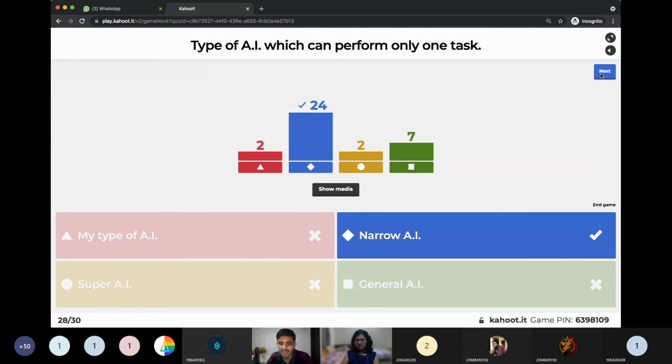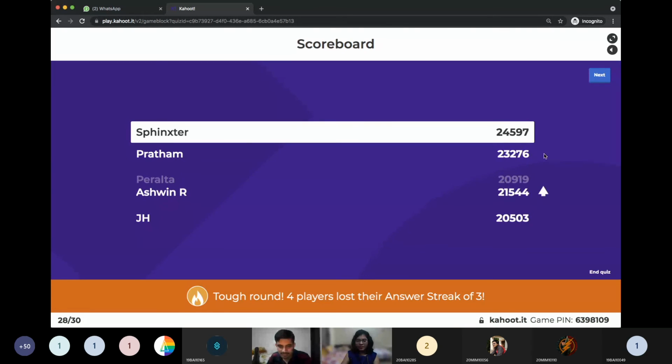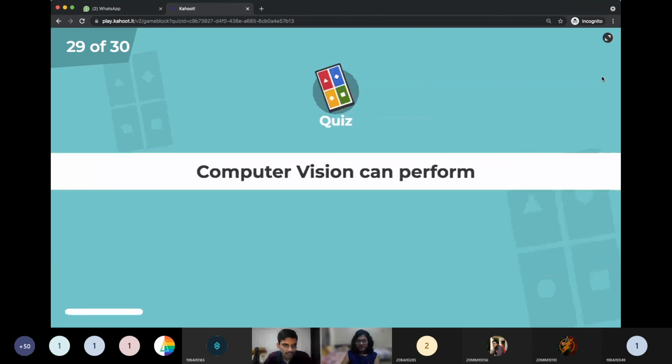Yet again, a sizable amount of people got it correct. The answer was narrow AI, and we have a little change in the leaderboard, but the top 5 remain the same. Right. So we are at the second last question.